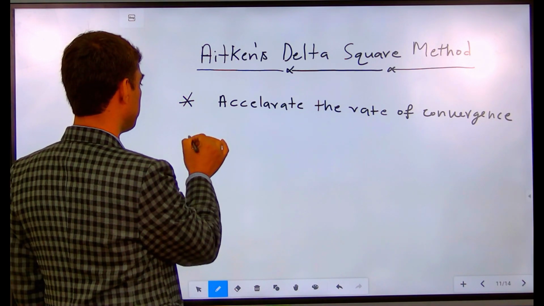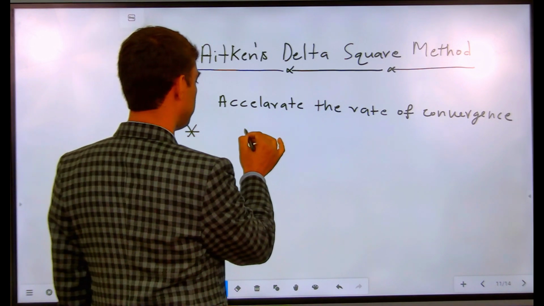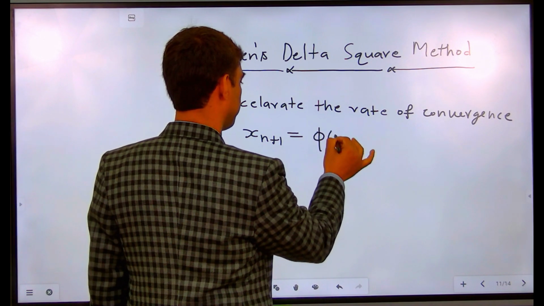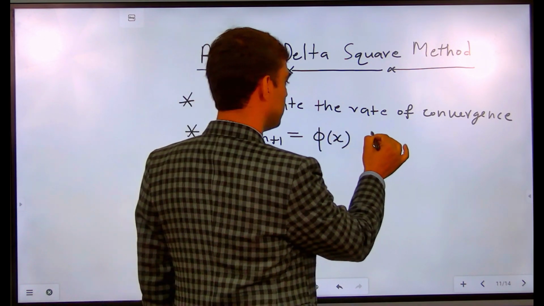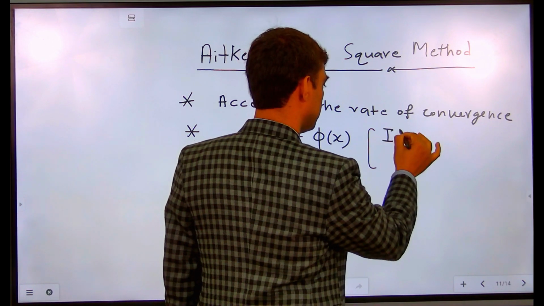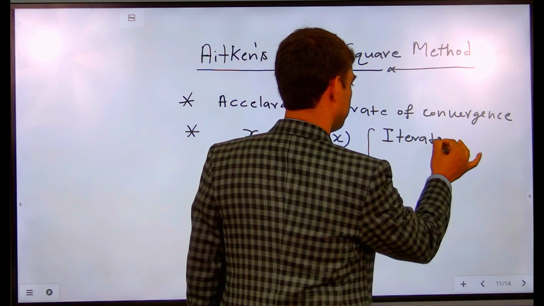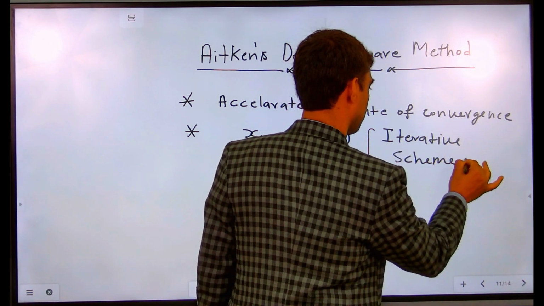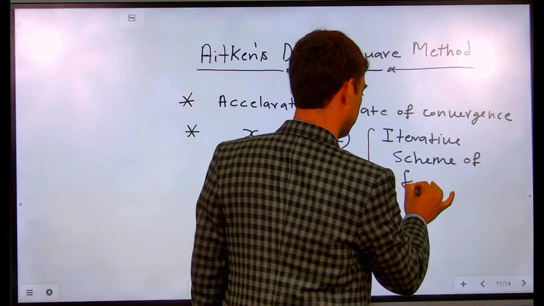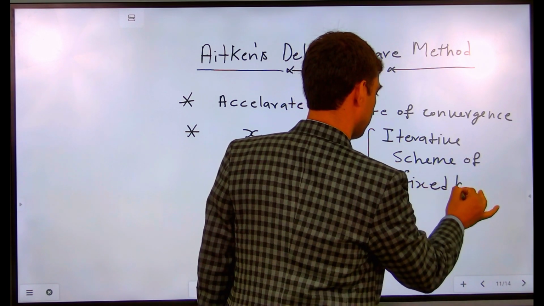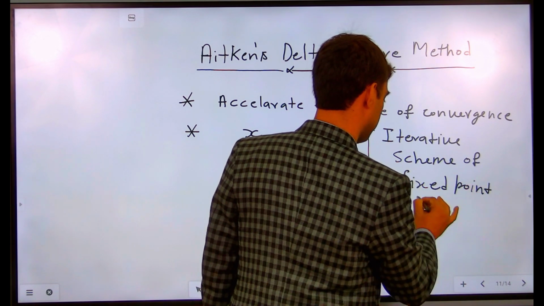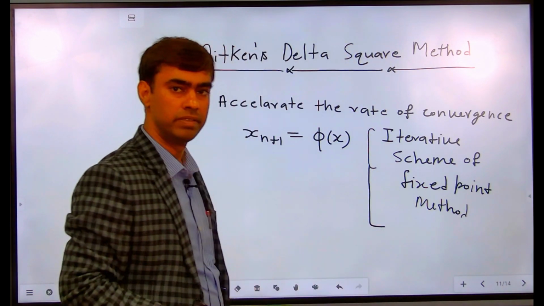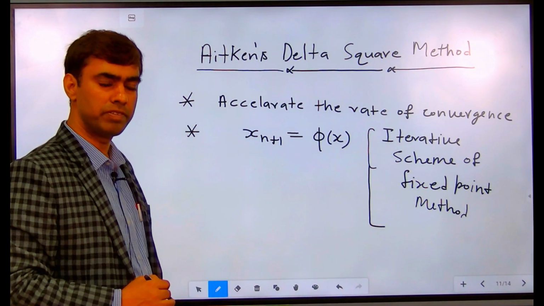And what is the iterative scheme of the fixed point method? As we know, the iterative scheme of the fixed point method is x_{n+1} = phi(x_n). So this is the iterative scheme of the fixed point method.